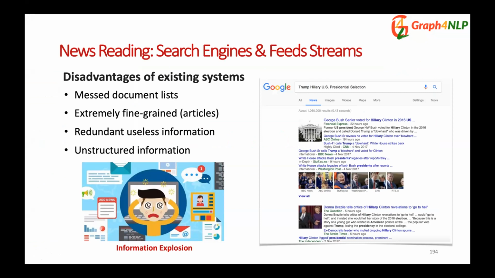There are several problems with that. First, we will see much redundant information contained in different documents because they may be about the same event reported by different news media. And second, we don't know the relationship between different news articles, so they're unstructured.